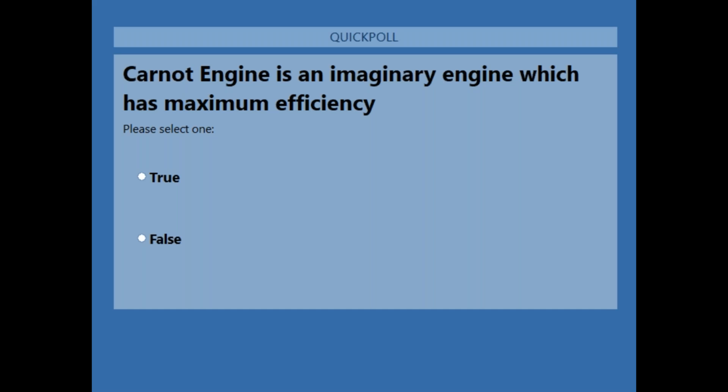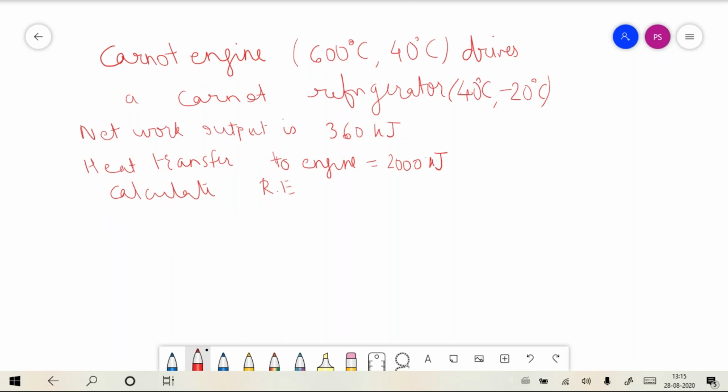The answer is it is true that Carnot engine has a maximum efficiency. Okay, so I'm closing the poll now, and let me now solve one involved problem. Involved in the sense that it is a bit difficult. Okay, the question you can write down. I'm dictating the question, and it is also seen on the white screen. You can take down this question and try to draw the schematic of this.